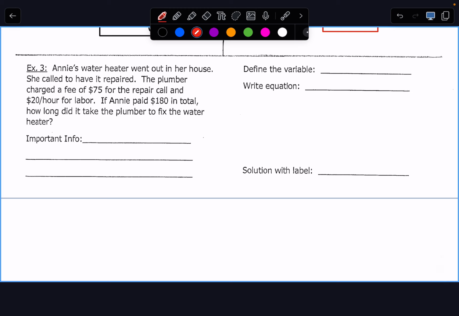Okay, we are going to solve number 3. But what I want you to do first, I'm going to give you a moment. Read through it, identify the important info, pick out a variable, and I want you to write your equation, but don't solve it. In example 3, do these first 3 things. Important info, define the variable, write the equation, stop. I don't want you to solve it until we decide together that you did it right. Okay? Ready, set, go.